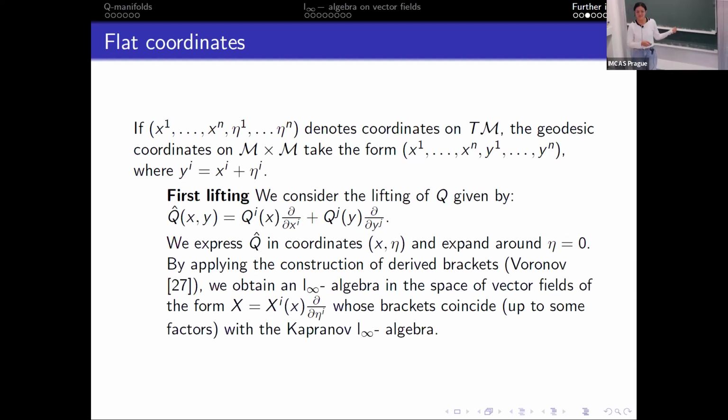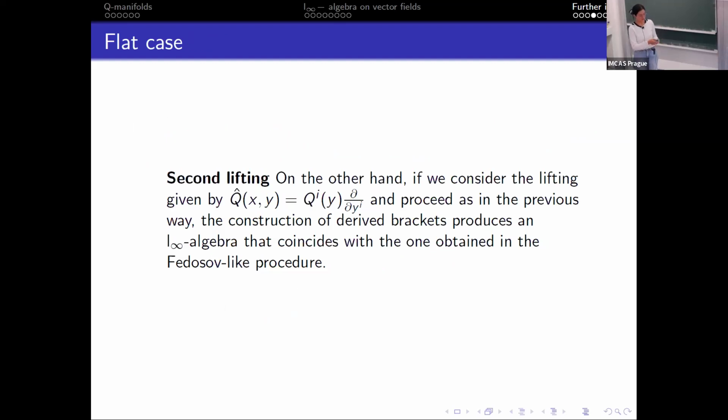Now again, we apply the derived brackets given by Voronov, and I will obtain, as I mentioned, the Kapranov L-infinity algebra. On the other hand, if we just compute the lifting in this vertical way, by the derived brackets construction we will obtain the Fedosov-like procedure, the curved L-infinity algebra. In the first case, I obtain the one which has no curvature. In this case, I obtain the one with curvature.